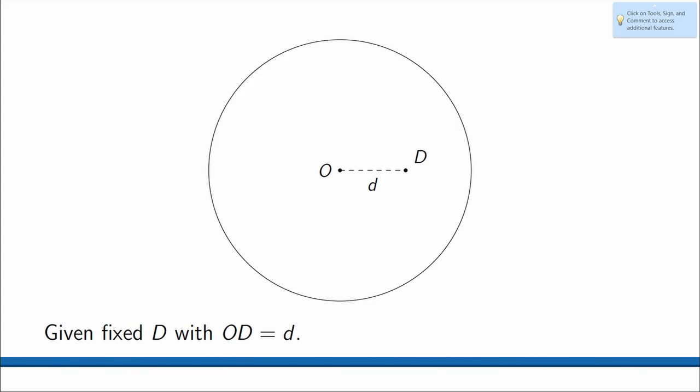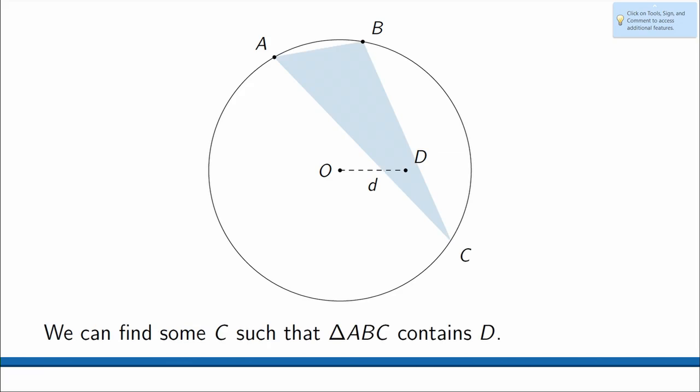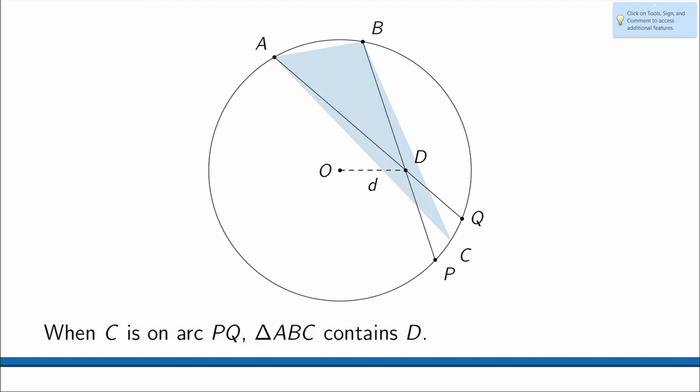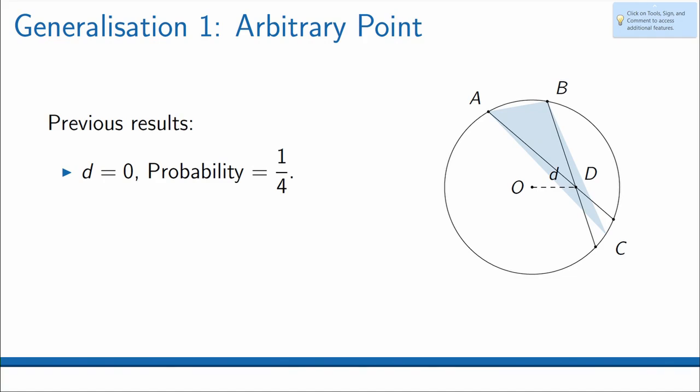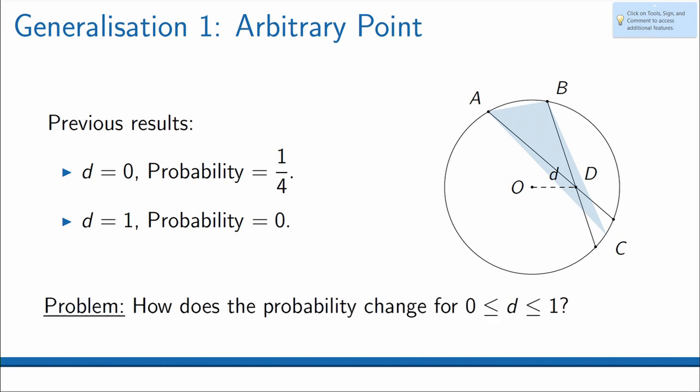Given fixed D with a fixed distance to the center, fix arbitrary points A and B, and we can find some C such that the triangle ABC contains the point D. And therefore, by similar arguments, when C is on arc PQ, triangle ABC will contain D. By previous results, we know that when D equals 0, the probability is 1/4 because this point O and D are the same. And when D equals 1, the probability is obviously 0. And therefore, we ask, how does the probability change when D ranges from 0 to 1?